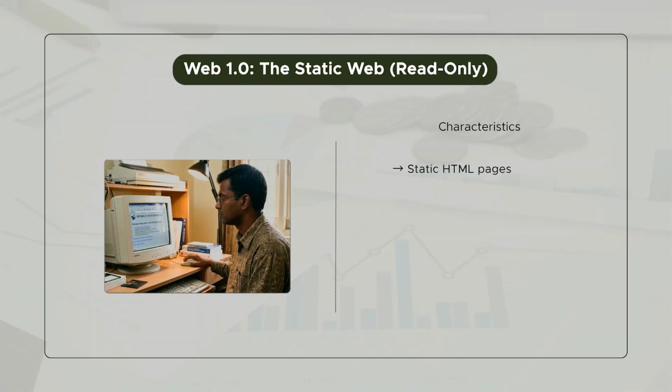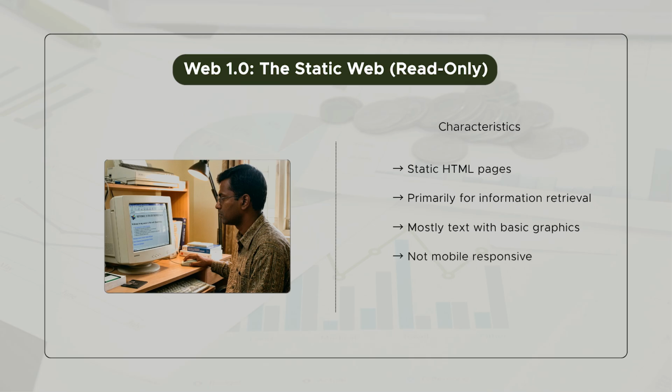Central companies and agencies used to put up the web pages. The characteristics were static HTML pages. Information retrieval was the primary function. People would go to the web page, see the information and get out. There were limited basic graphics. A lot of it was text and very small graphics. It was not optimized for mobile or varying screen sizes. It was accessed from your computer.